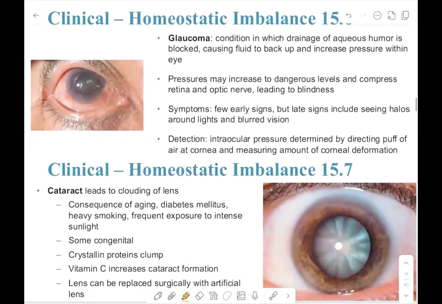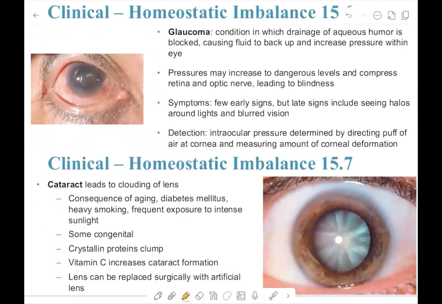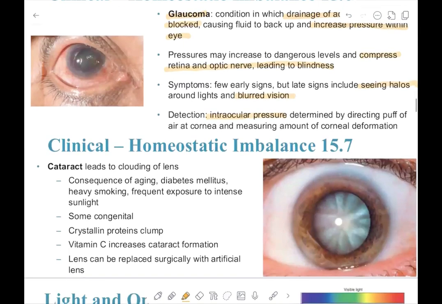This next slide shows a couple different homeostatic imbalances of the eye. This first image up here is glaucoma. And glaucoma is a condition in which the drainage of the aqueous humor is blocked. So fluid backs up and increases pressure within the eye. Pressure may increase to dangerous levels and even compress the retina and the optic nerve. So it could lead to seeing halos, blurred vision, and there's an increase in intraocular pressure. So there's different medications that relieve that pressure, one of which is marijuana.